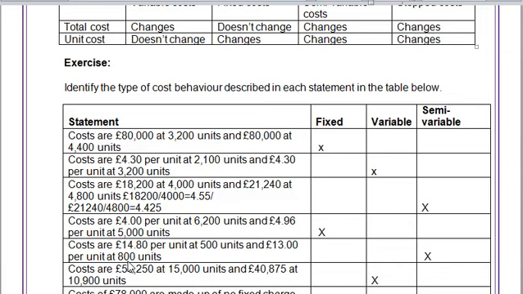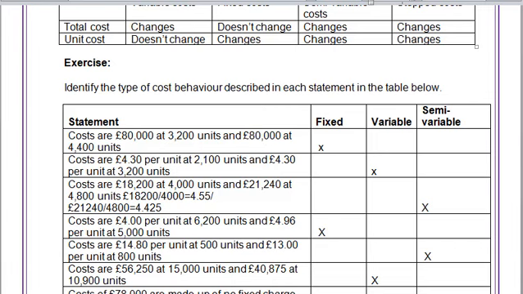Then the next one gives me the total cost at 15,000 units and the total cost at 10,900 units. So I need to find the cost per unit. 56,250 divided by 15,000 and 40,875 divided by 10,900 both give me £3.75. So it is variable cost. The cost per unit is the same.